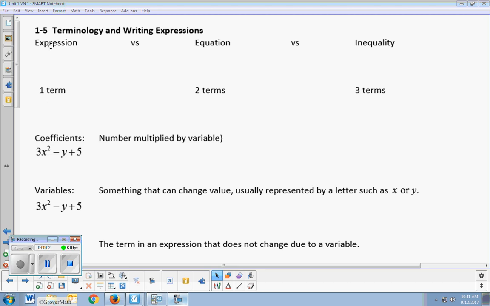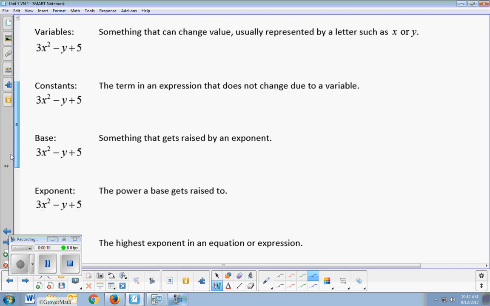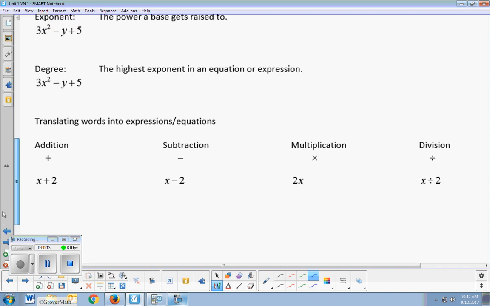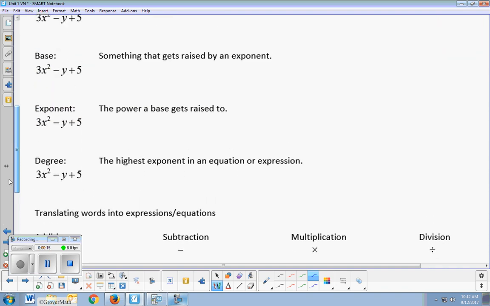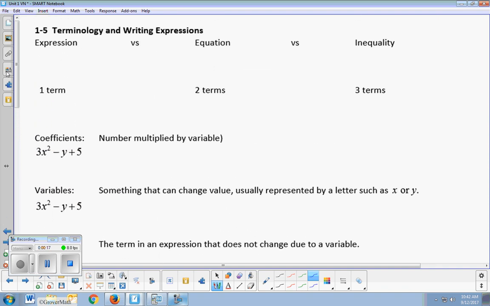Algebra 1, Common Core, Unit 1, Section 5, Terminology and Writing Expressions. So, ultimately, we're talking about some vocab and terminology here, but what we want to get to the bottom of is how to translate things and take words and write them into expressions. But first, we need to clarify a little bit of vocab.